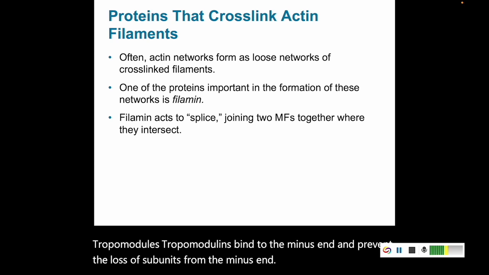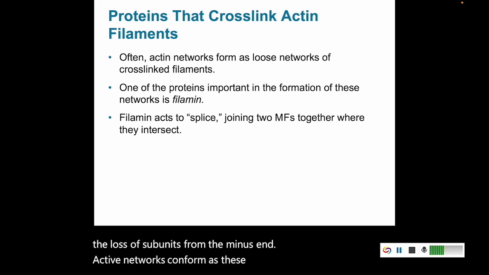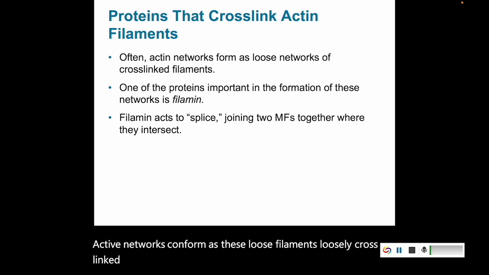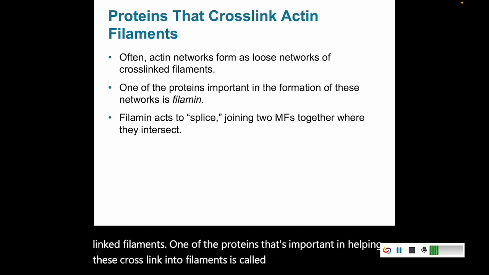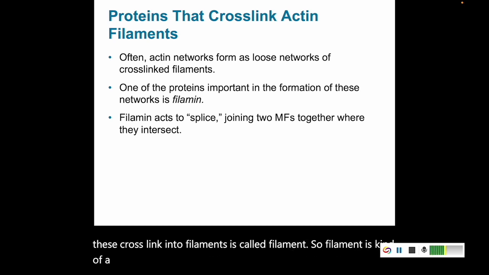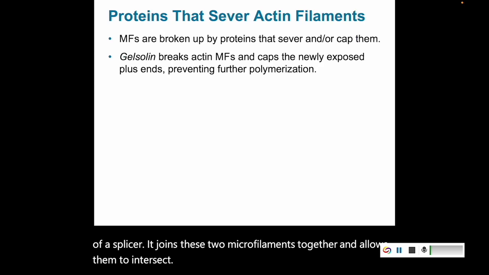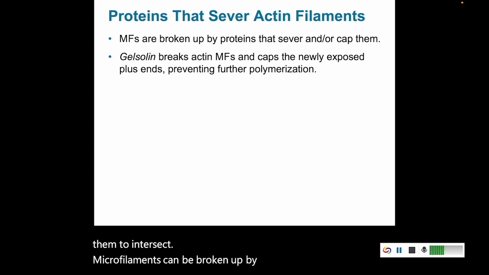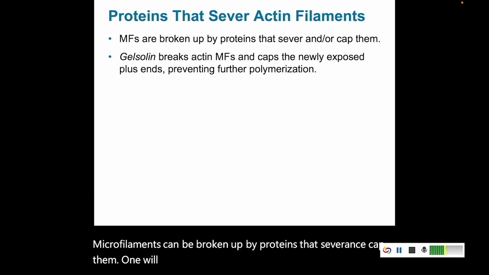Actin networks can form as loosely cross-linked filaments. One of the proteins that's important in helping these cross-link is called filamin. So filamin is kind of a splicer. It joins these two microfilaments together and allows them to intersect. Microfilaments can be broken up by proteins that sever and cap them. One will be gelsolin, which breaks actin microfilaments and caps those exposed ends to prevent further polymerization.